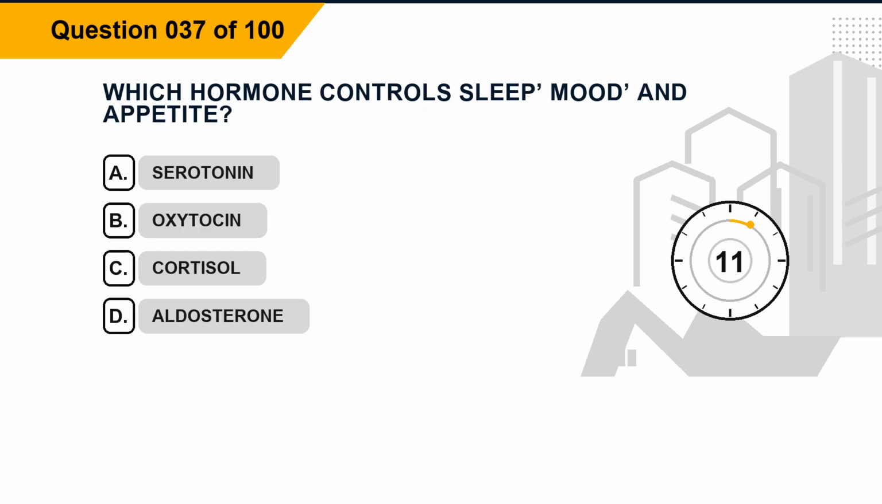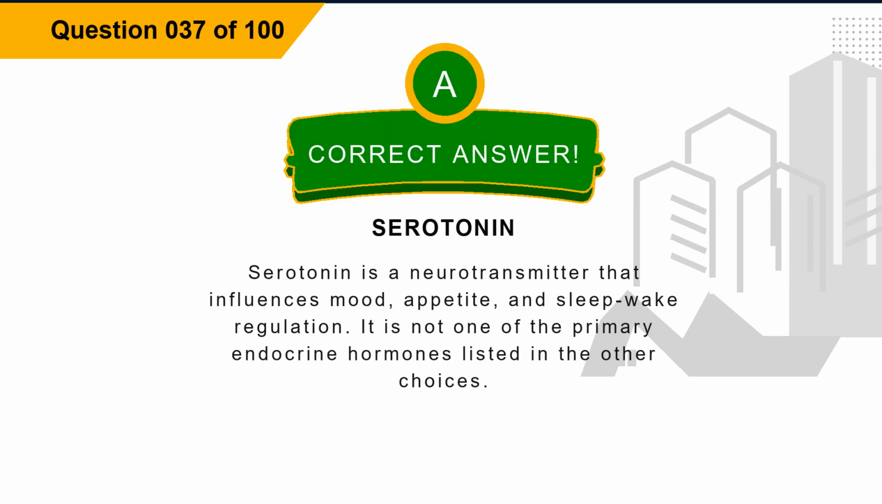Question 37. Which hormone controls sleep, mood, and appetite? Option A, serotonin. Option B, oxytocin. Option C, cortisol. Option D, aldosterone. The correct answer is option A, serotonin. Explanation. Serotonin is a neurotransmitter that influences mood, appetite, and sleep-wake regulation. It is not one of the primary endocrine hormones listed in the other choices.